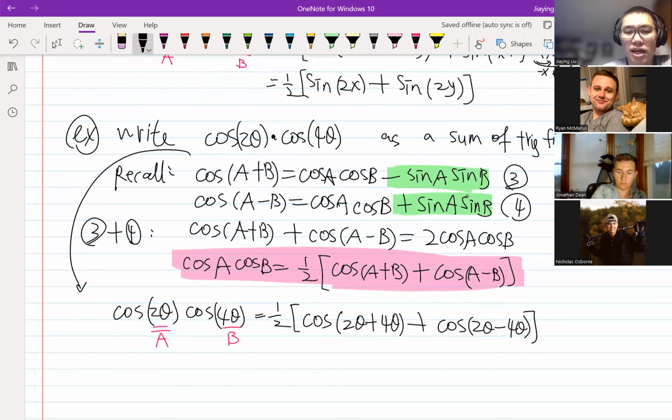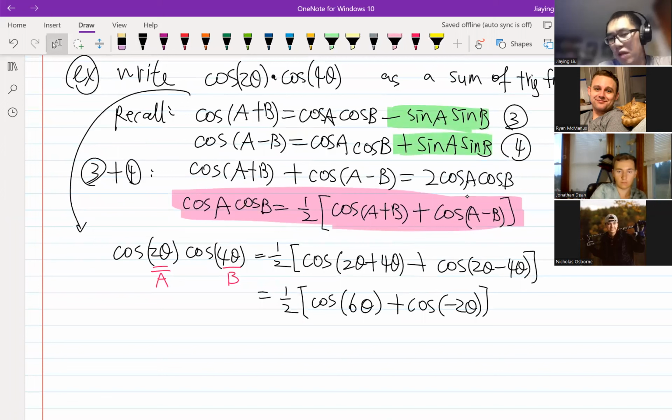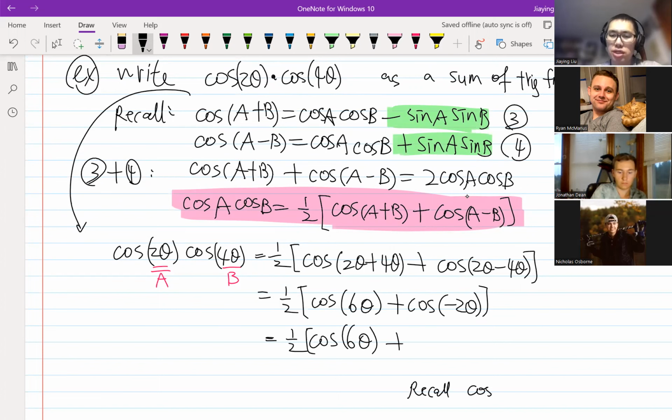And that's going to be 1/2 cosine 6 theta plus cosine negative 2 theta. And we usually don't like to leave a negative angle there, so we're going to rewrite it. That's 1/2 cosine 6 theta plus, now if you remember, cosine negative x equals cosine x. So that's just going to be cosine positive 2 theta.